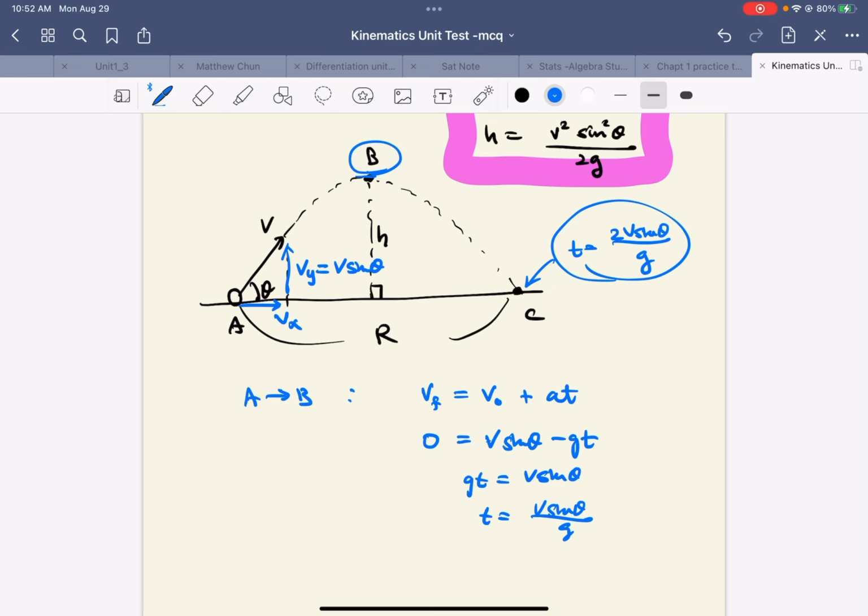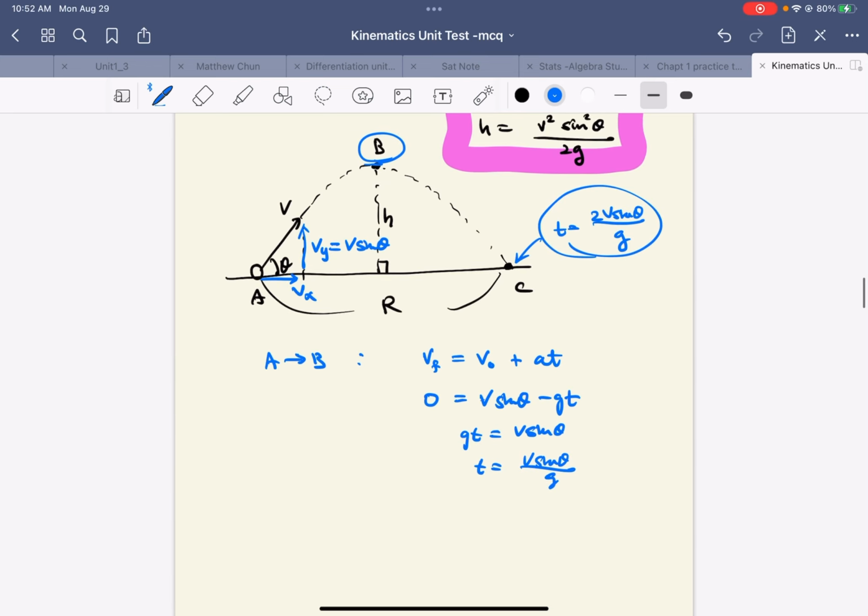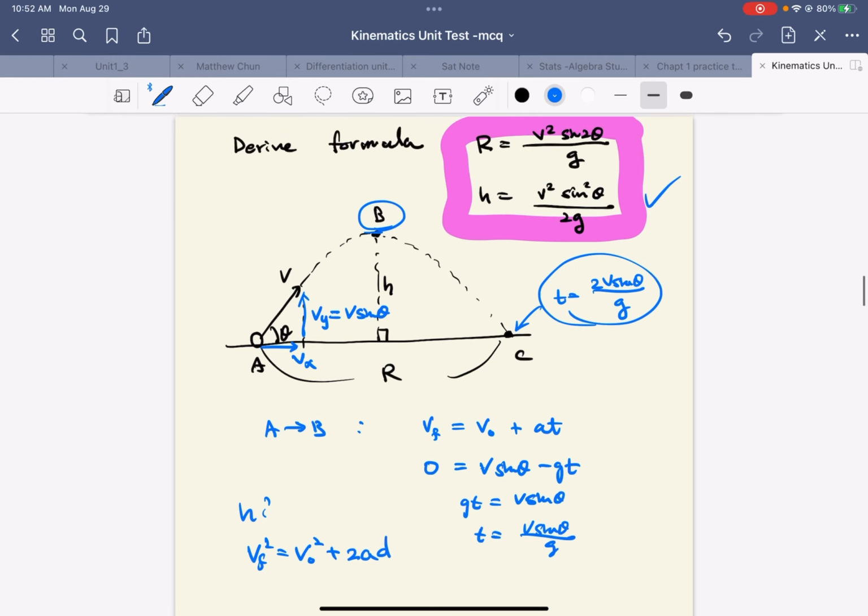So we put this one here. Now, another one we're going to talk about is, in terms of using this formula, v final squared equals v initial squared plus 2ad. Now, when it hits the ground, what I'm looking for is h. How are you going to derive this formula?